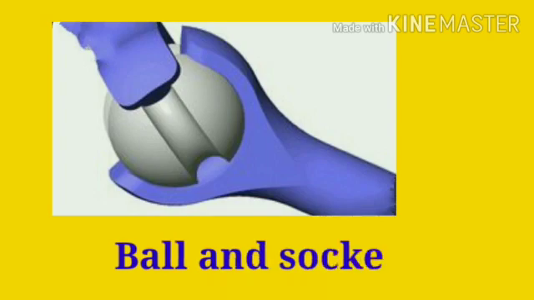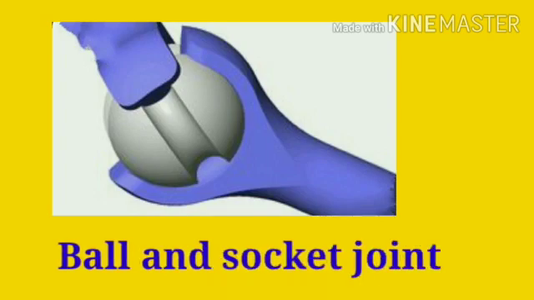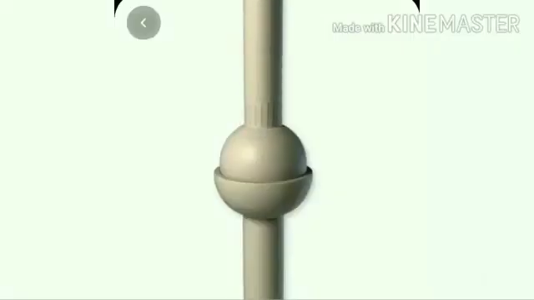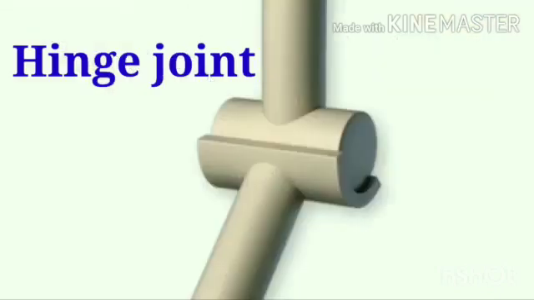Number 1. Ball and socket joint. In this joint, the ball-like one end of a bone is fitted in the socket-like structure of the other bone. This type of joint allows movements in all the directions. This type of joint is found in our shoulder and hip girdles.